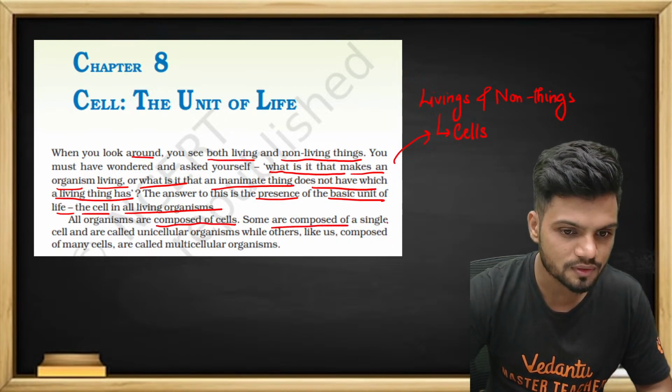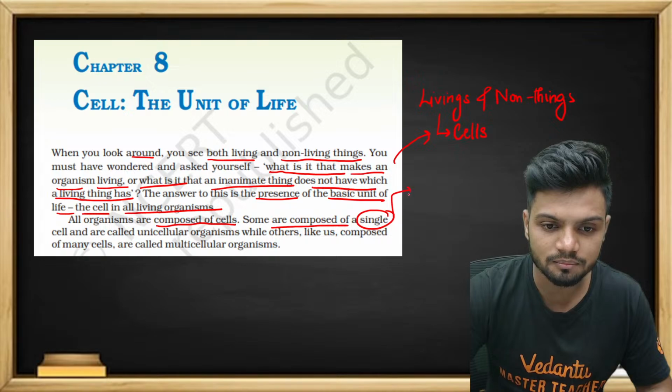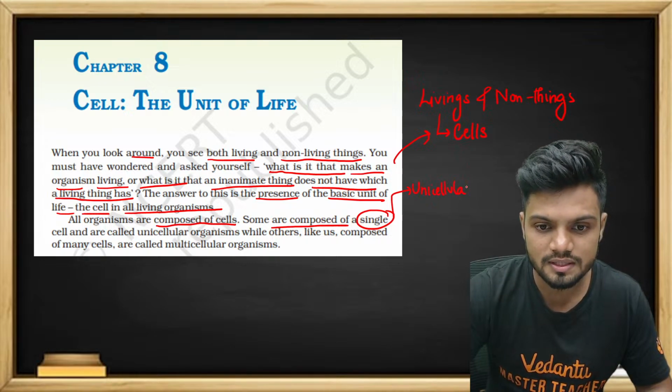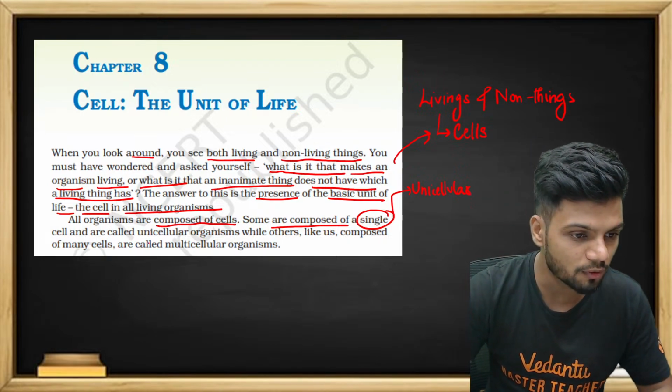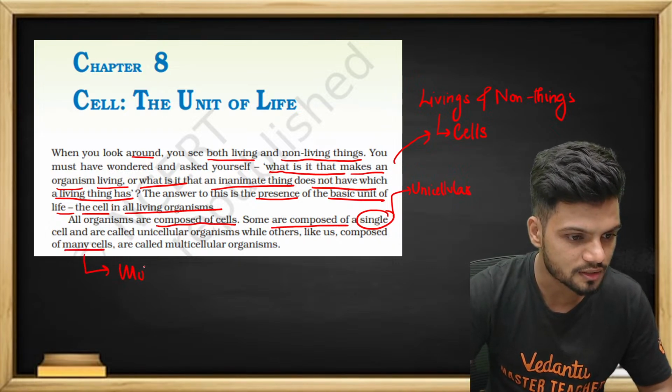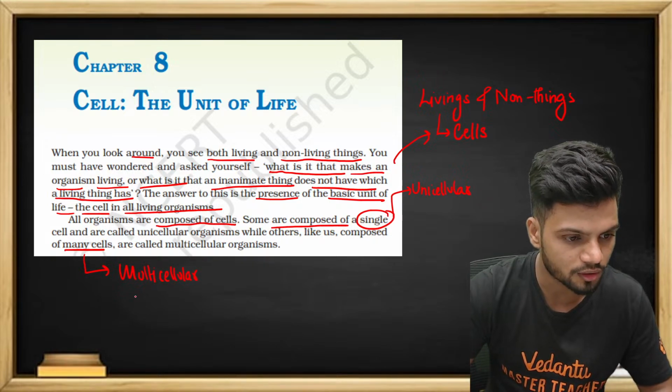Some are composed of a single cell, and we call them unicellular organisms. If they're made up of multiple cells or many cells, we call them multicellular organisms.